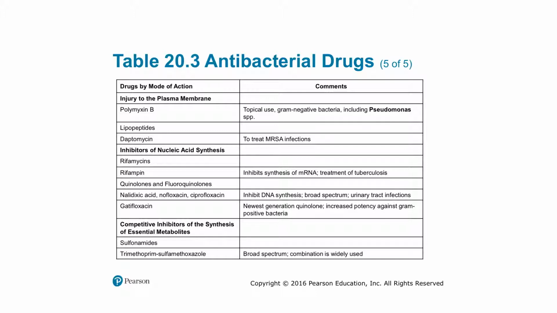Some of these are only used to treat MRSA infections and some other very resistant infections. So the strength of these is also taken into effect.